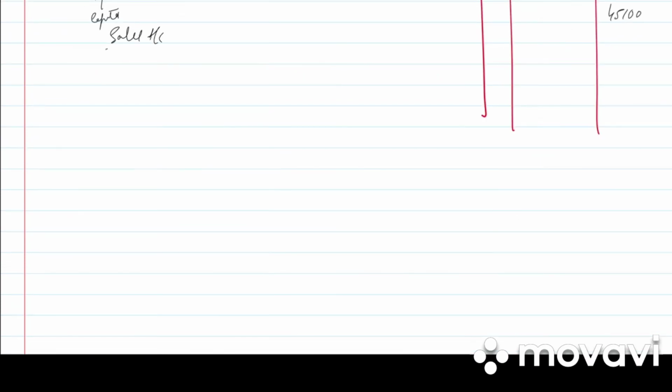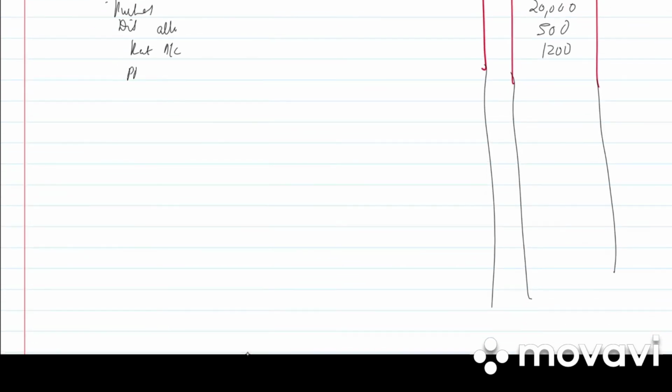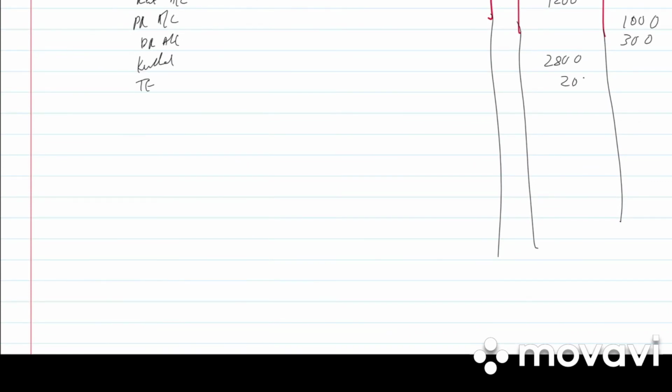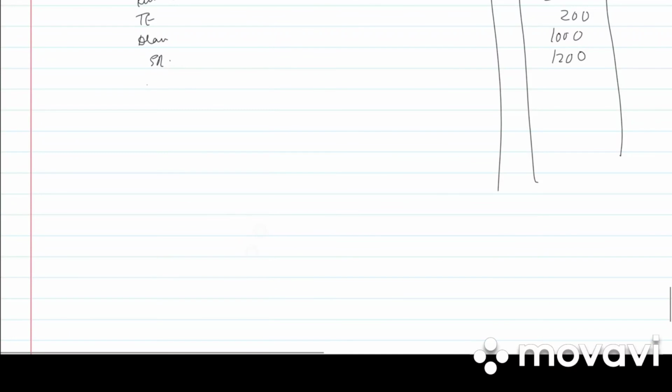Then we have sales account 25,000. Purchases account debit balance 20,000. Discount allowed debit balance 500. Rent account debit balance 1,200. Purchase return account credit balance 1,000. Discount received account credit balance 300. Kushal debit balance 2,800. Trade expense debit balance 200. Drawings debit balance 1,000. Sales return debit balance 1,200.